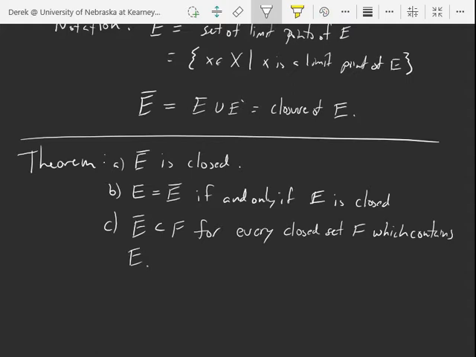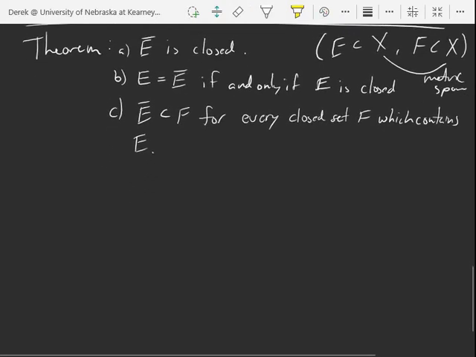So there's an overlying metric space, sort of everything. E is a subset of X and F is a subset of X, where X is a metric space. That's kind of assumed. I didn't write that out, but that's kind of our idea all the time. So let's prove this.